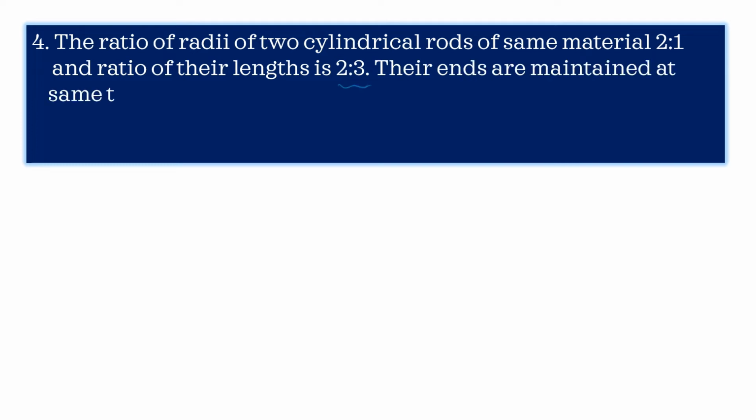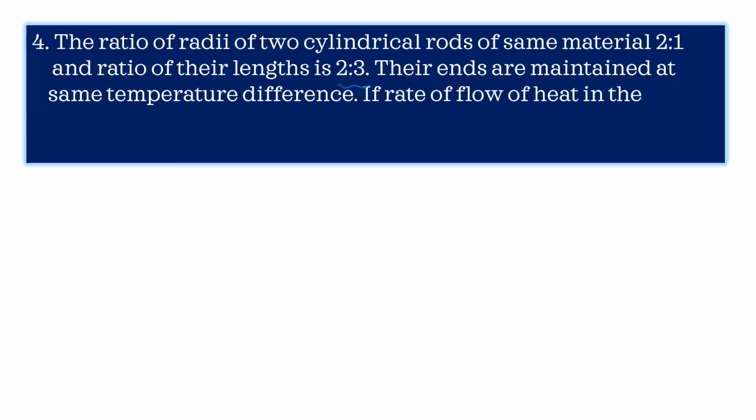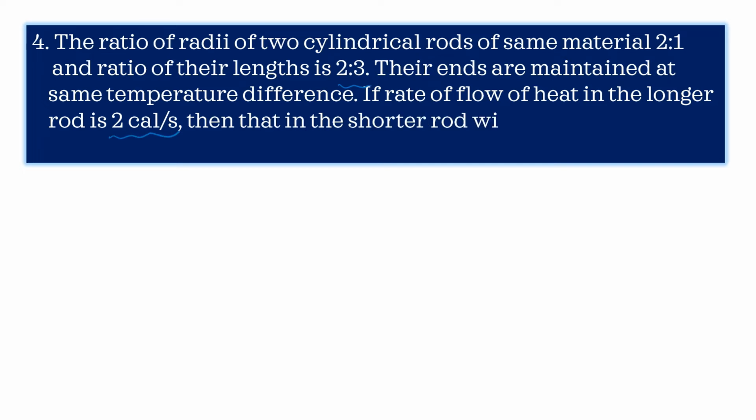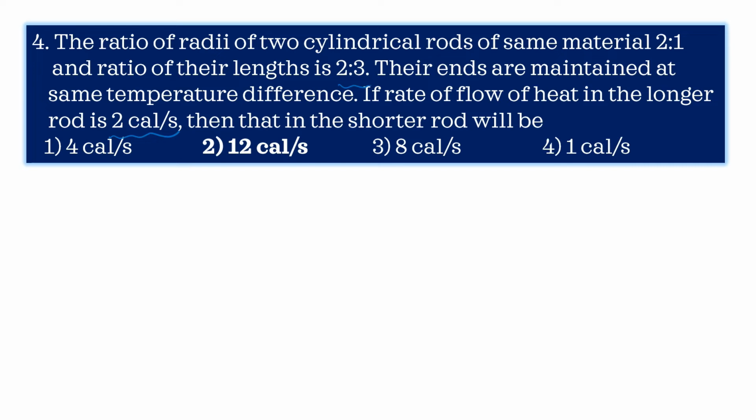The ratio of radii of two cylindrical rods of the same material is 2:1 and the ratio of their lengths is 2:3. Their ends are maintained at the same temperature difference. If the rate of flow of heat in the longer rod is 2 calorie per second, then in the shorter rod will be, here we have to calculate the rate of flow of heat in the shorter rod. Let us go to the solution.